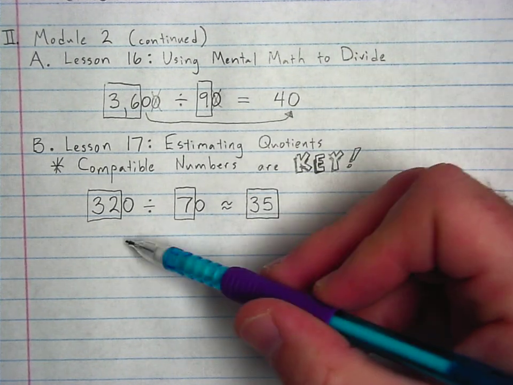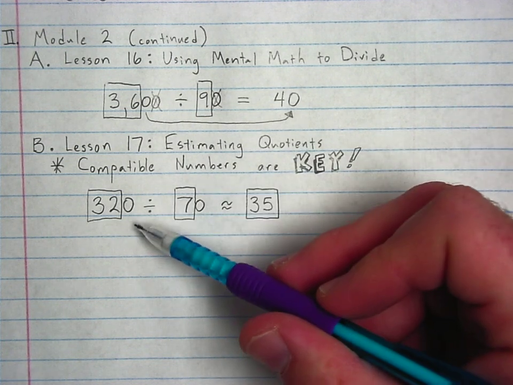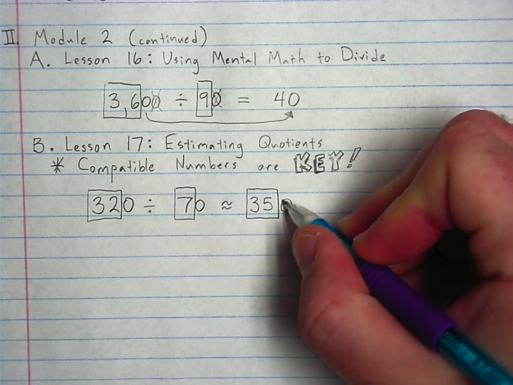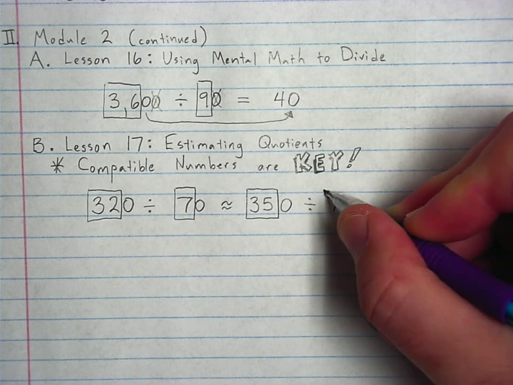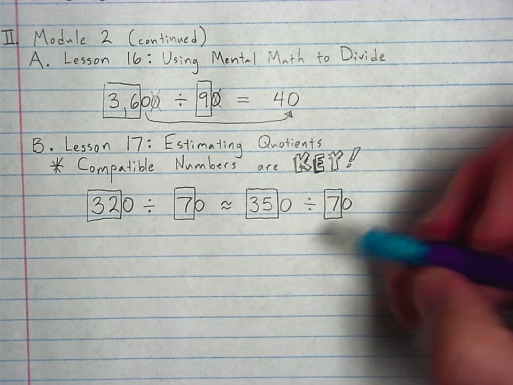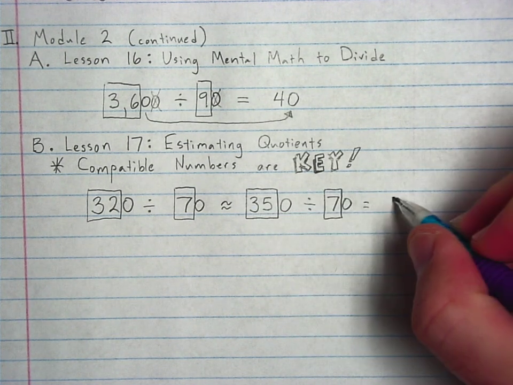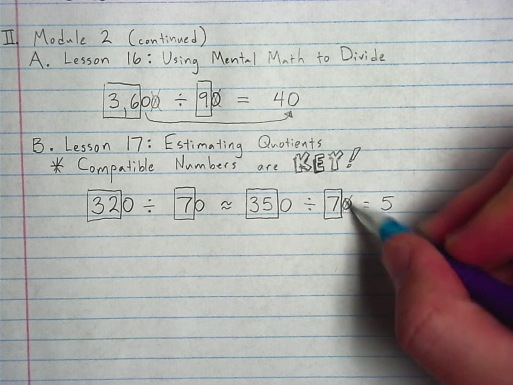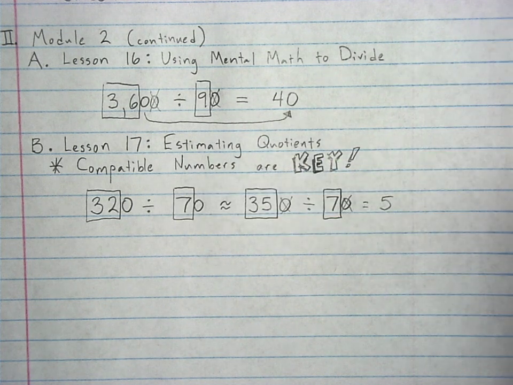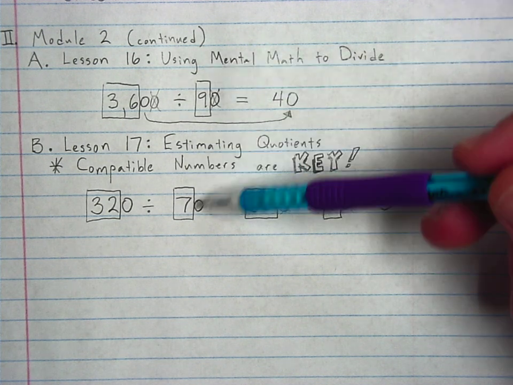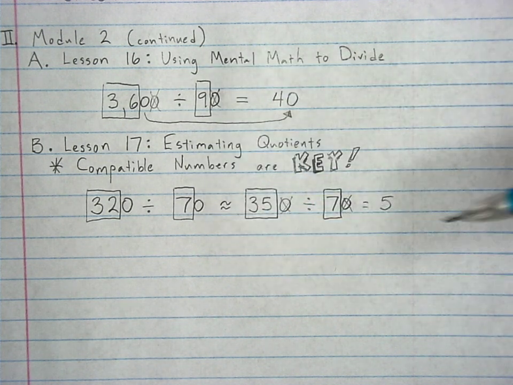Now, 320 is not going to round to 35. 320 is going to round to 350. That 0 still needs to go over there. We're going to leave the 70 alone. We don't want to touch that one. 35 divided by 7 is 5. The zeros cancel. So 320 divided by 70 is approximately equal to 5. Now, 5 is actually going to be a little high. This would probably be 4 point something. That's okay. We're estimating. We just need it to be close.